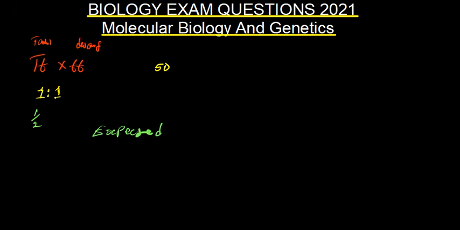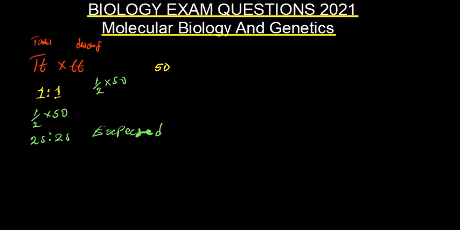I want you to understand how you calculate the expected values. You're going to say 1 out of the total 2. You add these to calculate the ratio. So 1 out of 2 multiplied by the total 50, you get 25. The same with those expected to be short: it's 1 out of 2 as well, multiplied by the total 50, so you also get 25. It means that out of 50, you are expecting 25 to be tall and 25 to be short from this kind of cross, and this is a monohybrid cross.